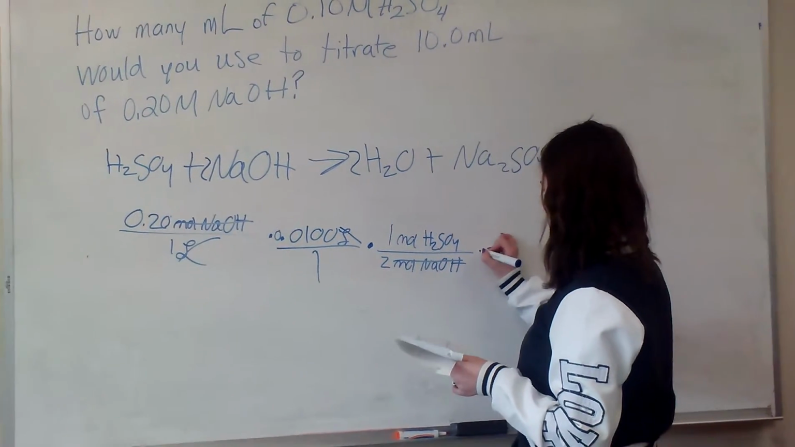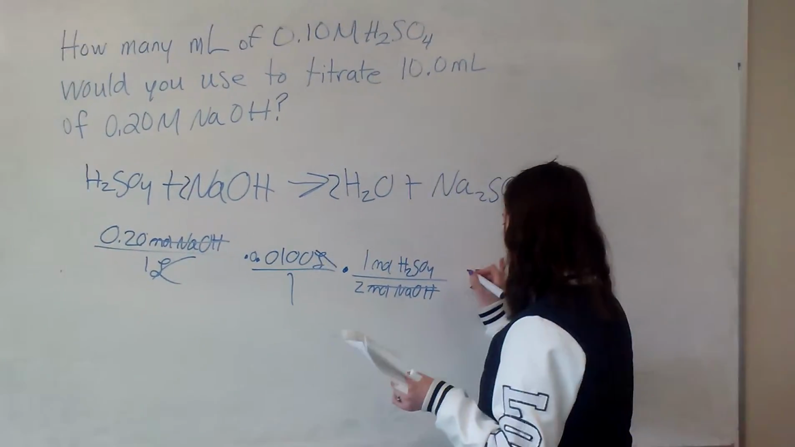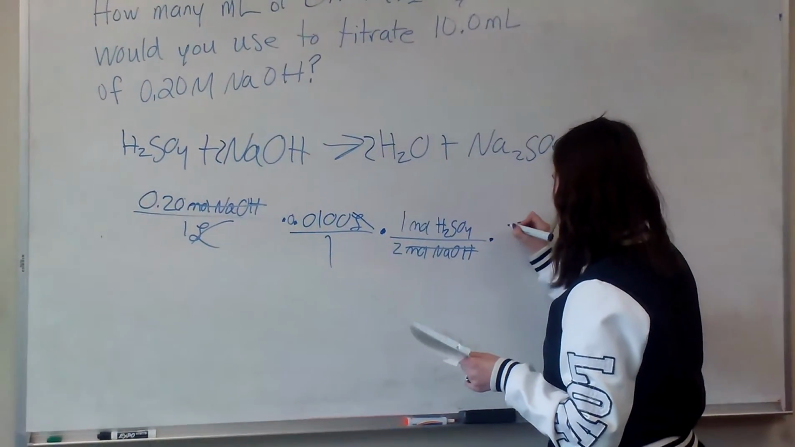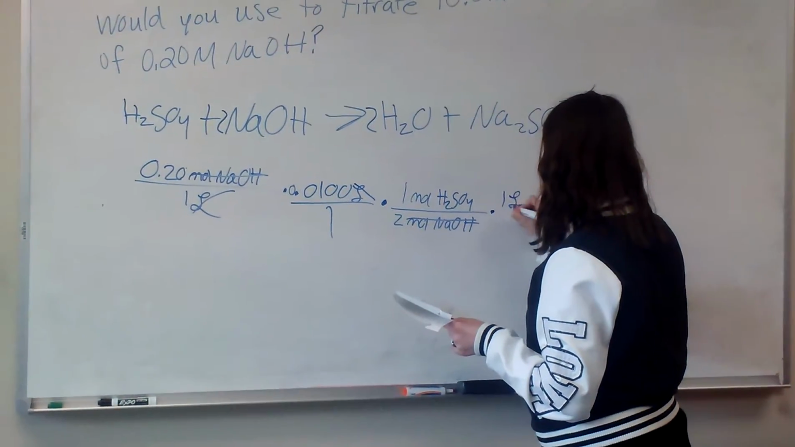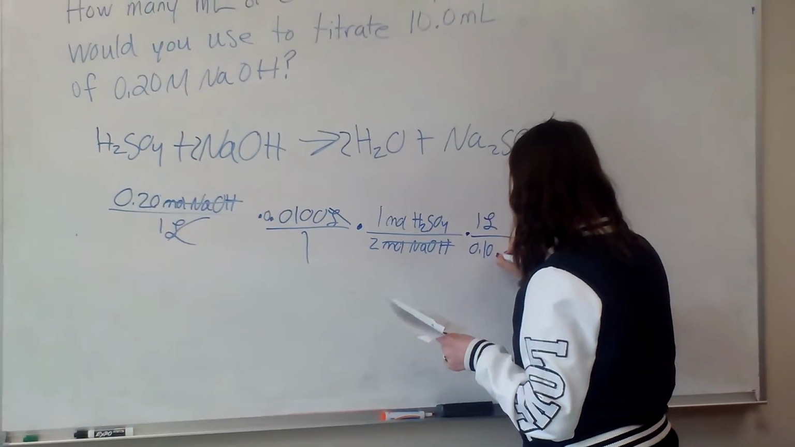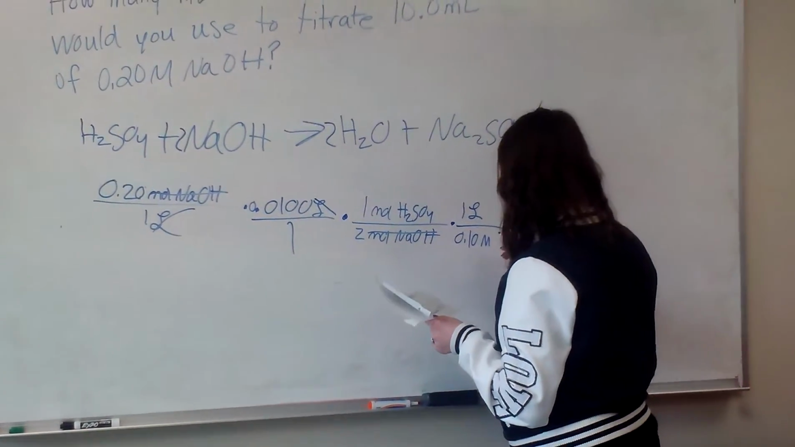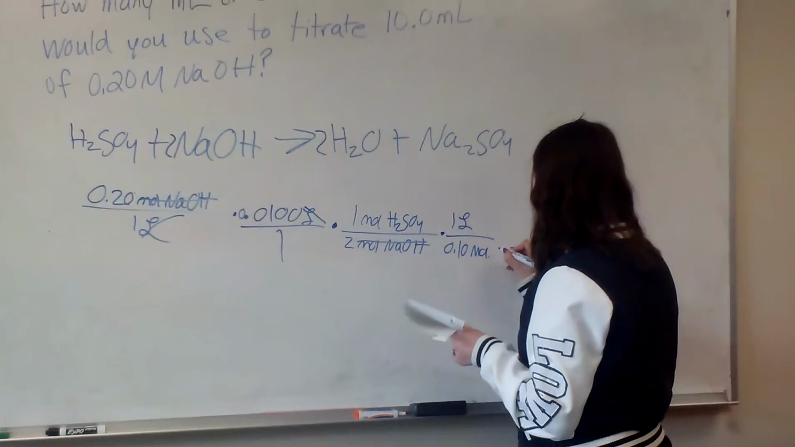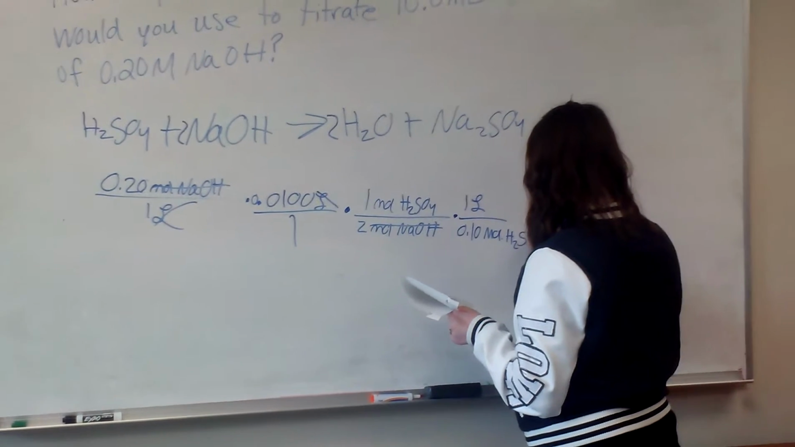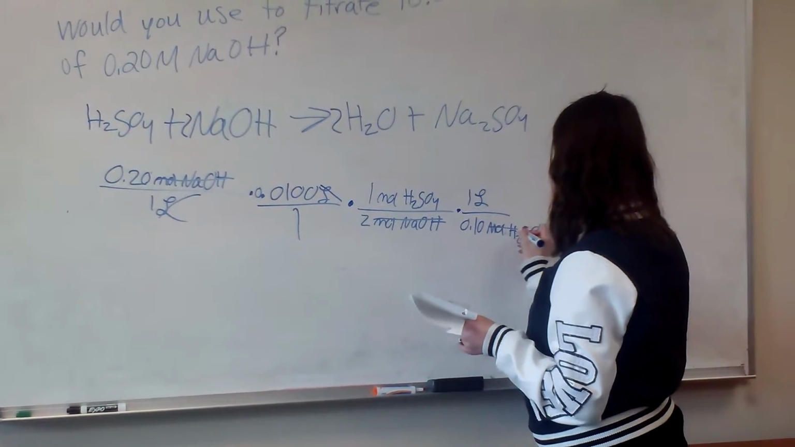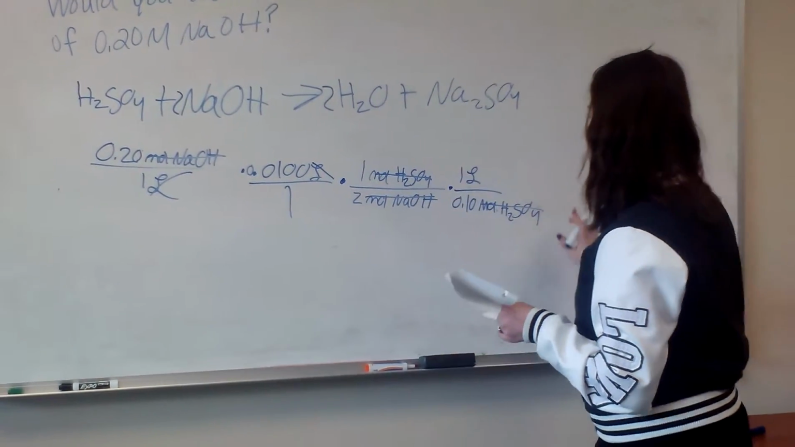The way we would do that, and this is the really tricky part, we would flip our equation. So it would be 1 liter over 0.10 moles of H2SO4. So the moles would cancel out, and we are left with liters.